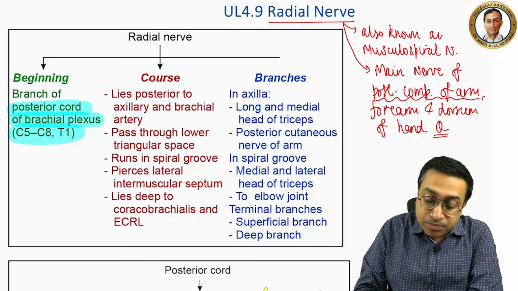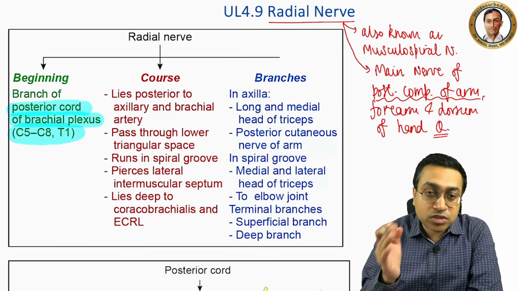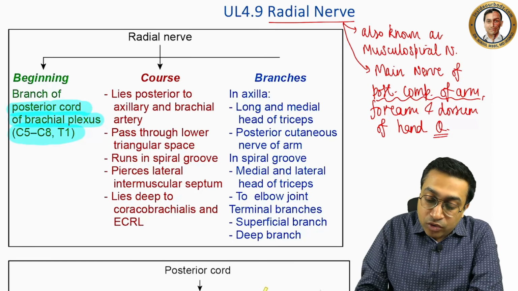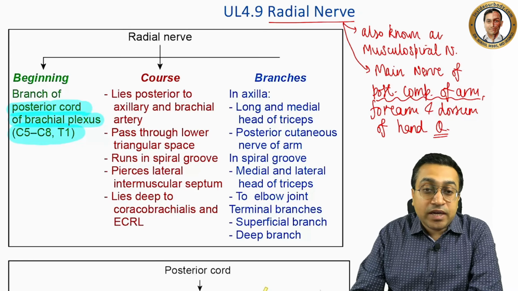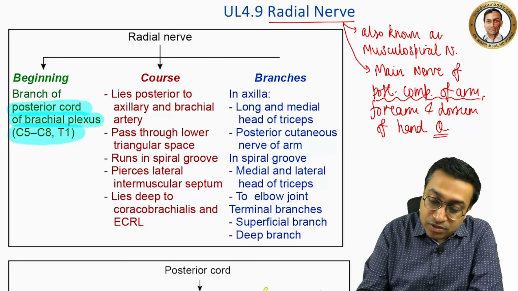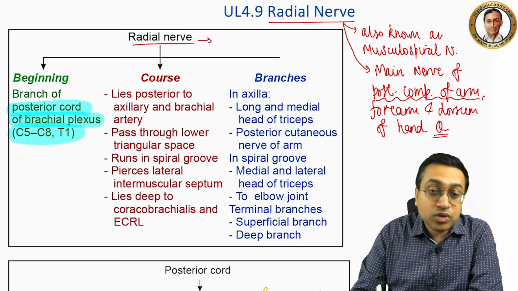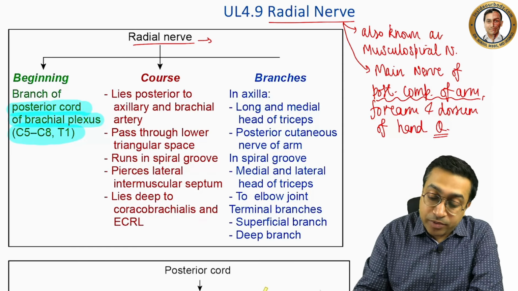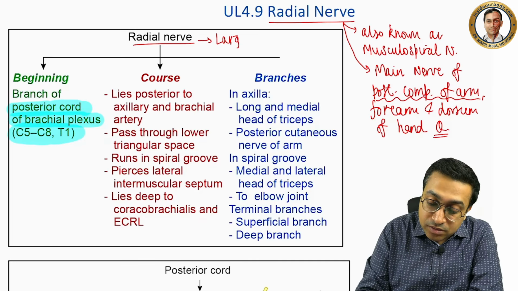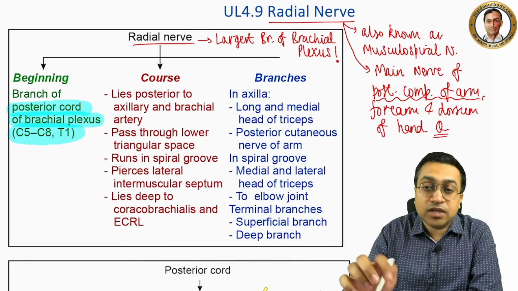So it lies posterior to the axillary artery, because if you remember, posterior cord was posterior to the axillary artery and also to the brachial artery. This is something important. And another thing, let me write that here: radial nerve is also the largest branch of brachial plexus. It is the largest branch of brachial plexus. So this is also sometimes asked in the exams.